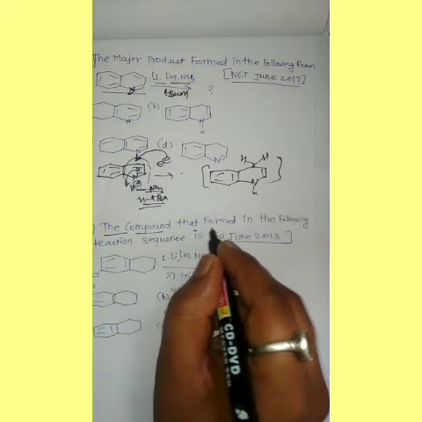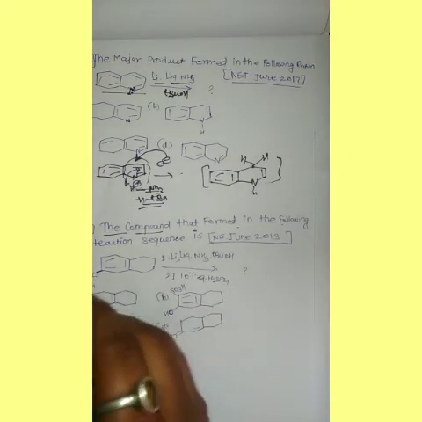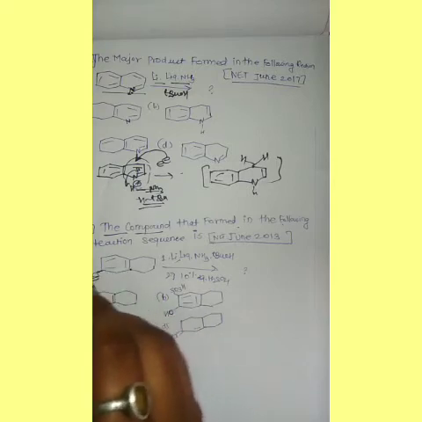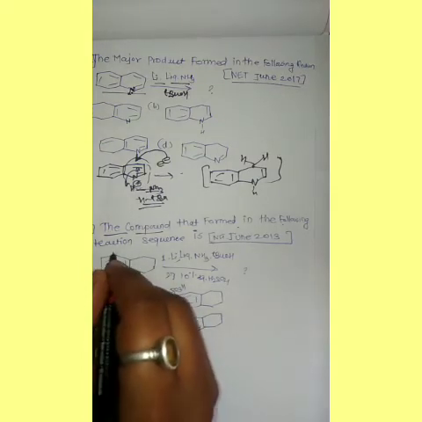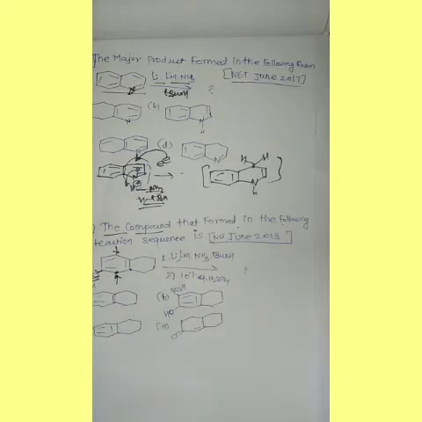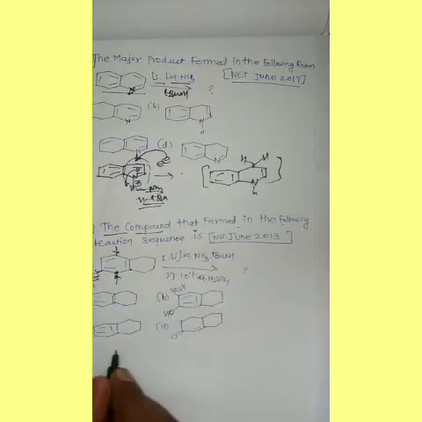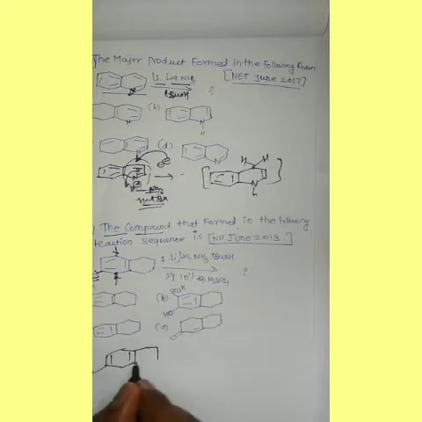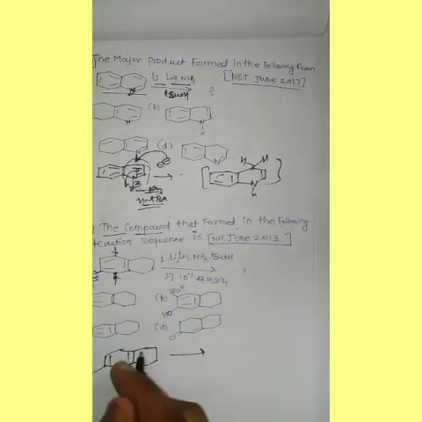The compound that forms in the following reaction sequence. Here, a methoxy group is present on the aromatic compound. Methoxy group is an electron donating group, so Birch reduction happens at the ortho and meta positions with respect to the donating group, in a 1,4 manner. So our first product is this. I can't repeat the mechanism because we saw it in the last questions.